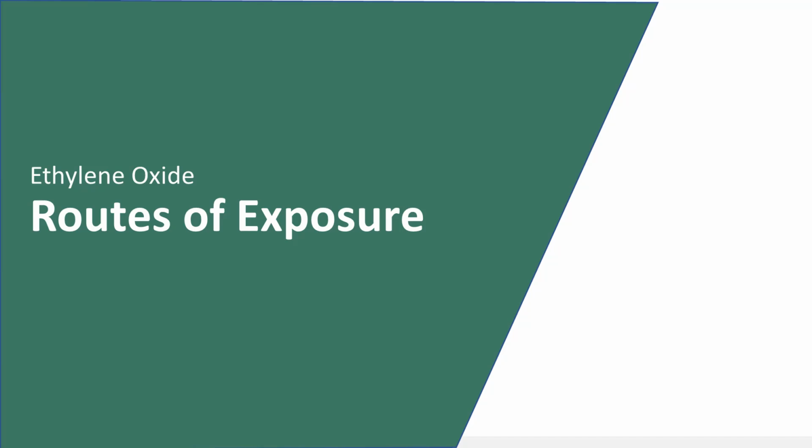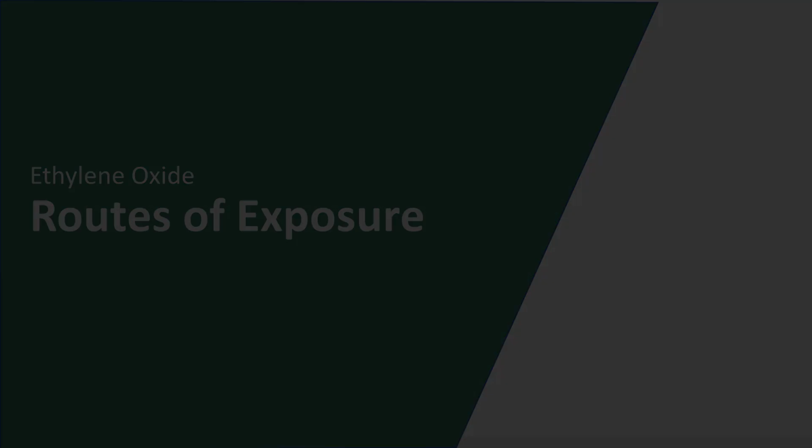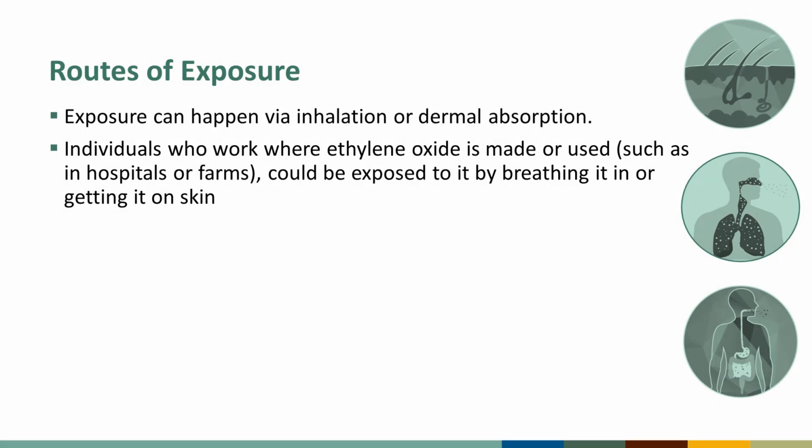Next, we will examine routes of exposure to ethylene oxide. Exposure can happen via inhalation or dermal absorption. Individuals who work where ethylene oxide is made or used, such as in hospitals or farms, could be exposed to it by breathing it in or getting it on skin. These workers generally have a higher exposure to ETO than the public. Workers may be exposed to ETO during sterilization of a variety of items, such as medical equipment and products, including surgical instruments, single-use medical devices, disposable healthcare products, pharmaceutical and veterinary products, food spices and animal feed.